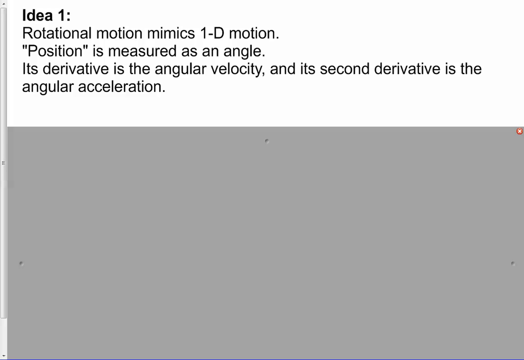But we have to talk about the tweaks that we're going to employ. Position now is actually going to be an angle. We're going to measure position as an angle, and I'll describe that in a second. And then from there, it's going to be like before. The derivative of position will be the angular velocity, and then the derivative of that, the second derivative, will be the angular acceleration. So again, we're going to have these three quantities with these derivative relationships, just like before.